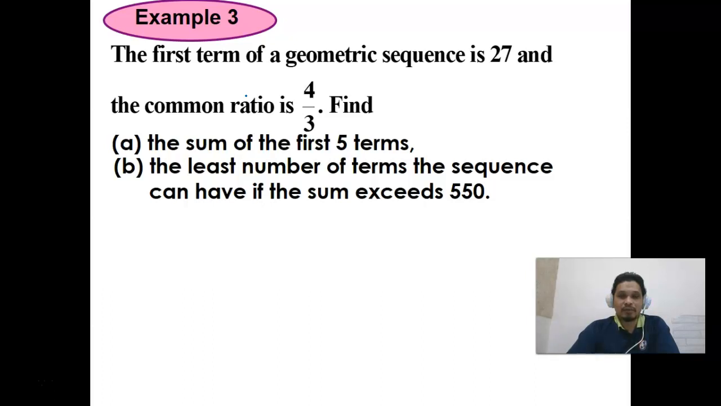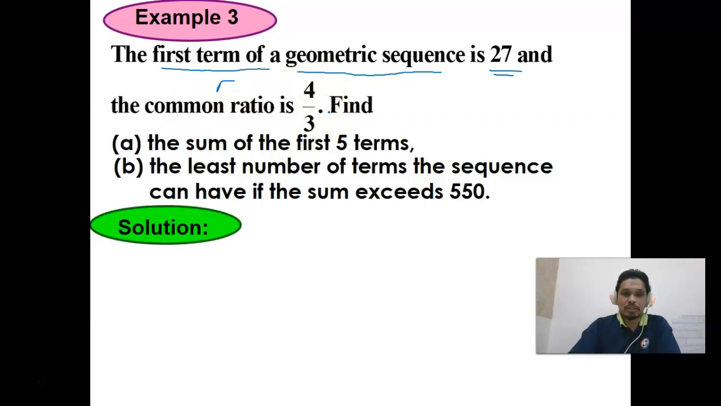Find the sum of the first 5 terms. So we are trying to extract all the information given: the first term of the geometric sequence is 27 and the common ratio is r equal to 4 over 3. So now, given that a equal to 27 and r equal to 4 over 3.